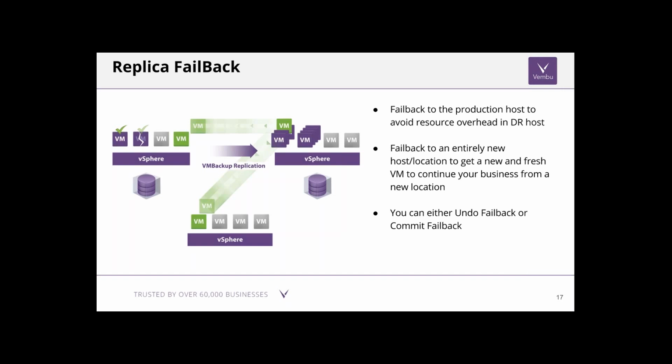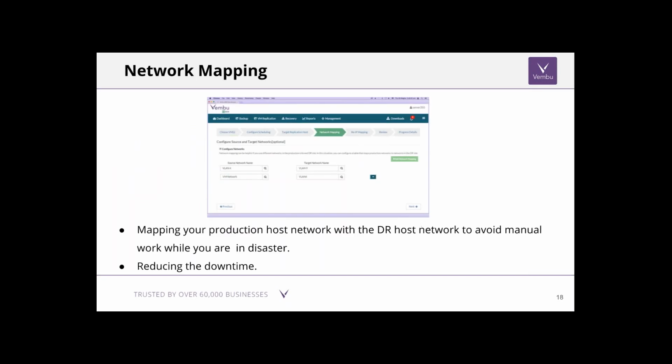If the user wants to commit the failback, that means if the user doesn't want to continue the replication from the source, he can do a commit failback. Once he has done a commit failback, Vembu VM Backup will exclude that particular VM from the replication job and will not continue the incremental for it. It will do the replication for the other VMs configured in that schedule. So that's all about the replica failback.